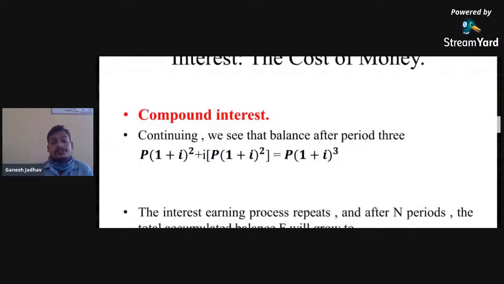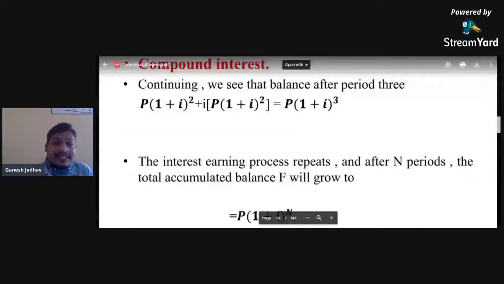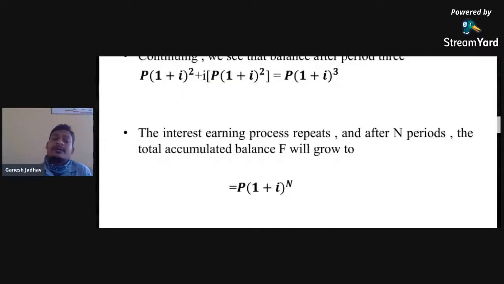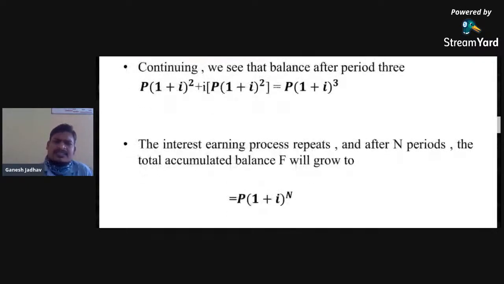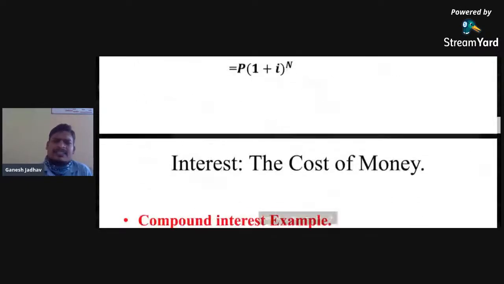Okay, so the final formula. The interest-earning process is repeated after n periods. The total accumulated balance F will grow to P(1 plus I) to the power n. Okay, so this is the final formula.